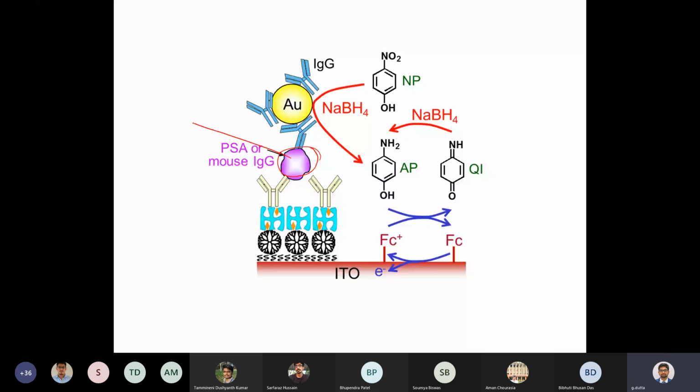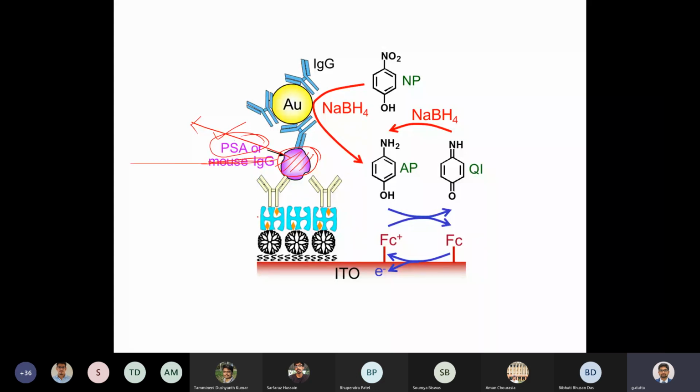So this target can be PSA or mouse IgG. So this is, we are saying, the target. PSA is called prostate specific antigen. This is kind of the cancer marker for prostate cancer that we can detect. Mouse IgG, just leave it. Just think about only one, the prostate specific antigen, PSA. So we are going to develop a biosensor for prostate cancer.